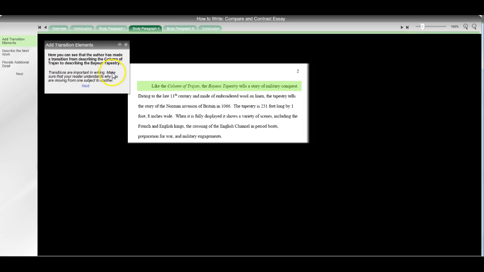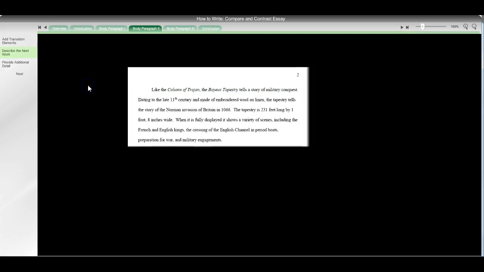Transitions are important in writing. Make sure that your reader understands why you're moving from one subject to another. Next screen.